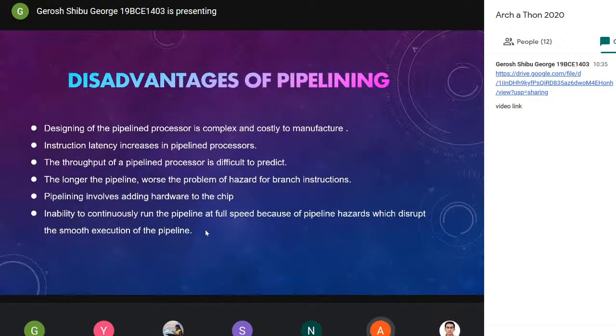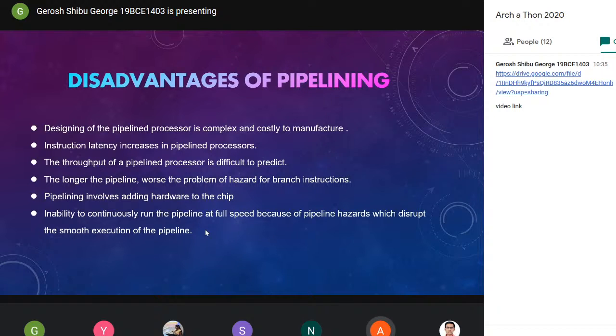Coming to the disadvantages, as I explained in the first point, the pipeline makes the processor a little bit complex. The second one is that instruction latency increases in pipeline processors. Because of some hazard, the latency increases for the execution and decoding of some instructions. That's not a big deal. And the throughput of a pipeline processor is difficult to predict. That is also related to the hazard.